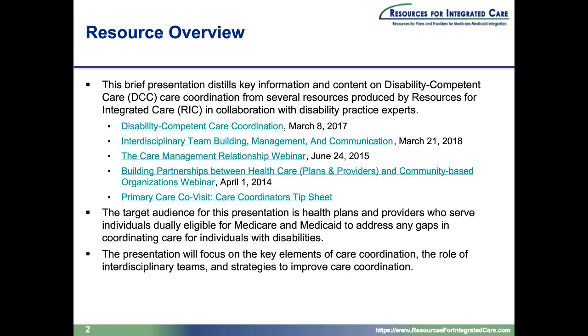www.resourcesforintegratedcare.com. The target audience for this presentation is health plans and providers who serve individuals that are dually eligible for Medicare and Medicaid to effectively address issues regarding coordinating care for individuals with disabilities. This presentation will focus on the key elements of care coordination, including the role of interdisciplinary teams and strategies to improve care coordination.